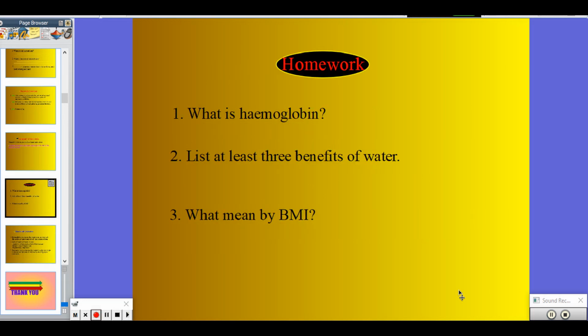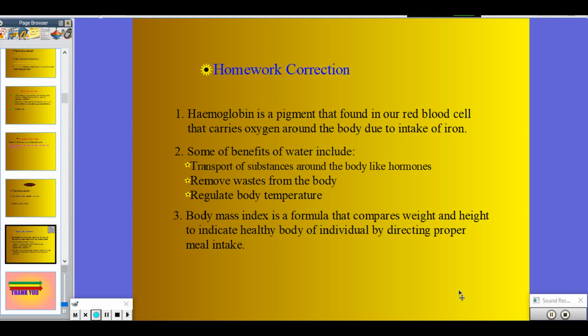What is meant by BMI? Body mass index is a formula that compares weight and height to indicate the healthy body of an individual by directing proper meal intake.